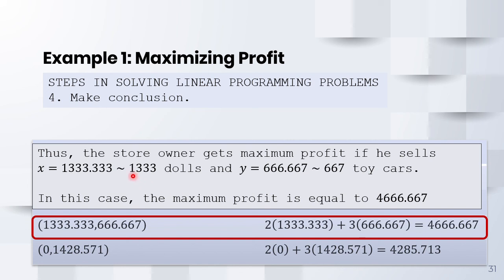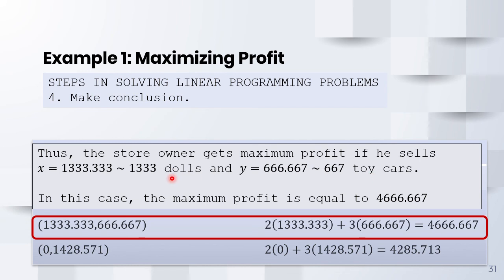We use 1333 because there is no concept of 1333.333 dolls. Similarly, there is no concept of 666.667 toy cars, so we use 667 toy cars instead.